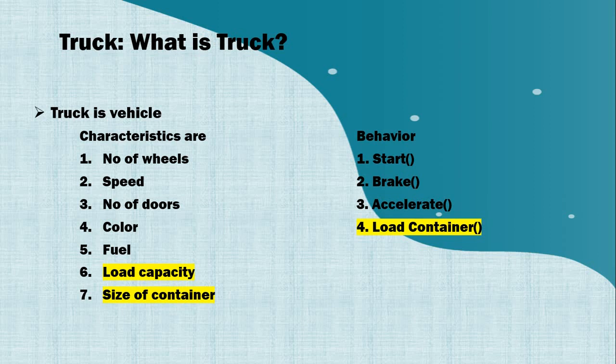What is a truck? A truck is a vehicle. The characteristics will be like number of wheels, speed, number of doors, color, fuel, load capacity, and size of the container. And its behaviors are like start, brake, accelerate, and load container.